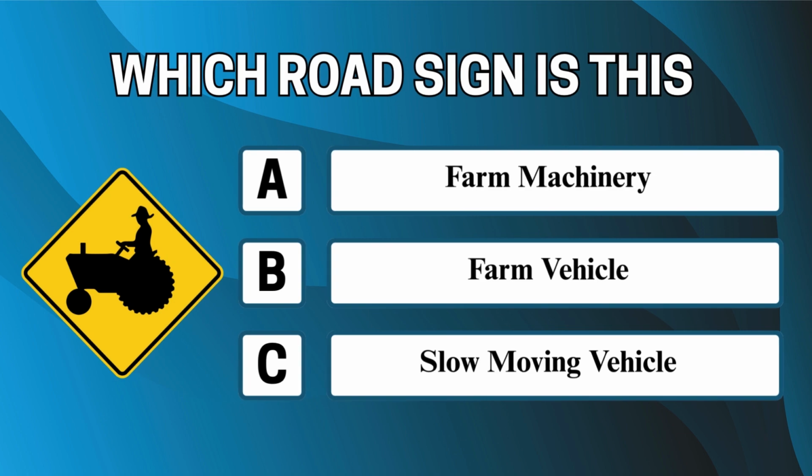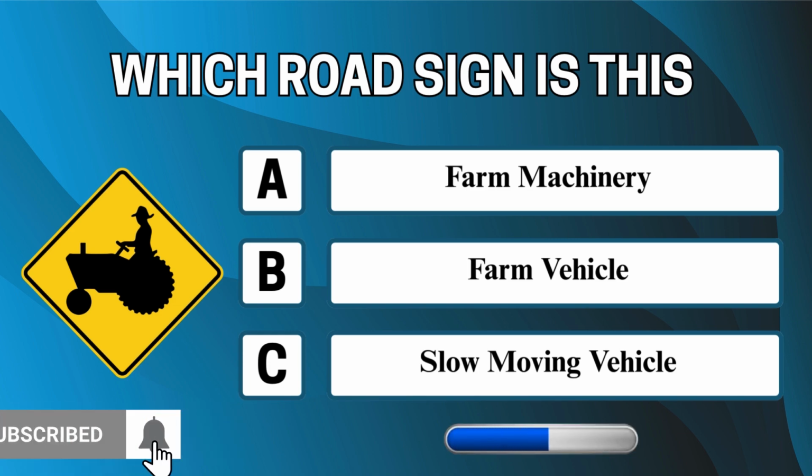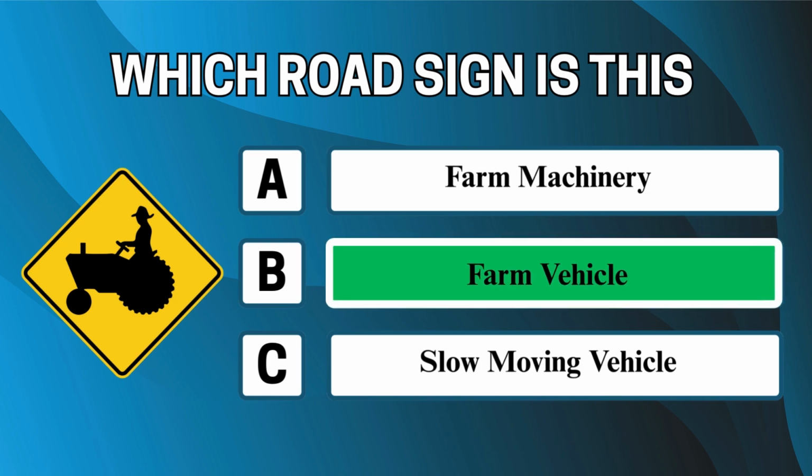Which road sign is this? A. Farm machinery. B. Farm vehicles. C. Slow-moving vehicles. Correct, it is the farm vehicle sign.